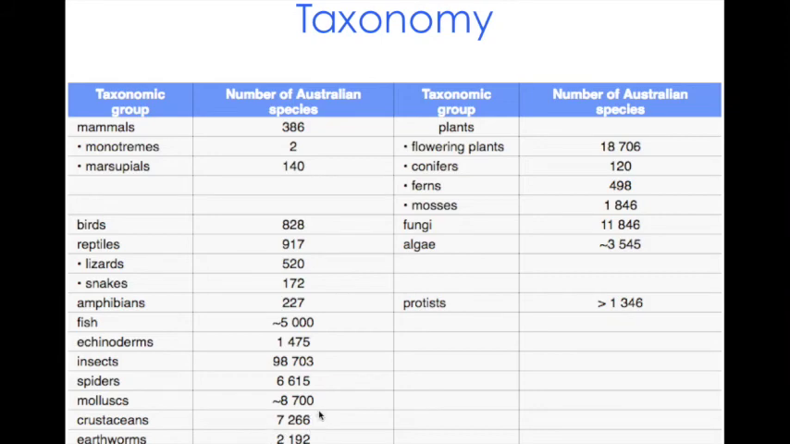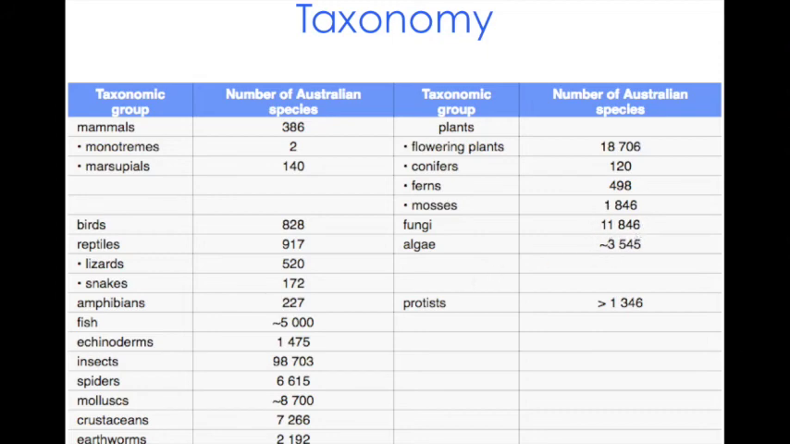There's a few other things that you might or might not recognize. Crustaceans, anything that is segmented in terms of its body structure and lives in water, we have about 7,000 species. This particular one is called echinoderms. Those are your sea stars and your sea urchins, and then you've got other things as well. Of the plants, we have about 18,000 species of flowering plants, and 11,000 species of fungi, and so forth.